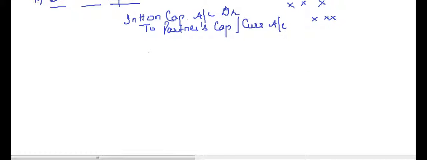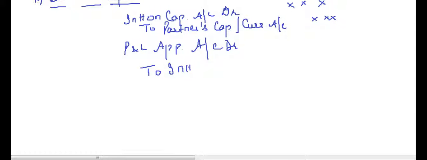And when this interest on capital is paid through the profit and loss appropriation account, the entry will be P&L appropriation account debit to interest on capital, for the same amount. We are paying this interest on capital through the P&L appropriation account.